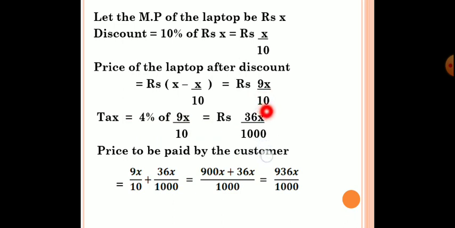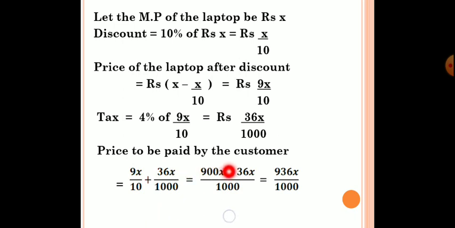Now this is the selling price, which is 9x by 10. On this, the tax will be charged. So 4% of this 9x by 10, that is 4 by 100 into 9x by 10, which is equal to rupees 36x by 1000. So the price to be paid by the customer, so how much is the customer going to pay? That is the selling price plus tax, that is 9x by 10 plus 36x by 1000.